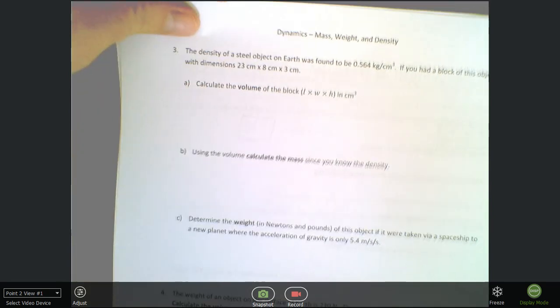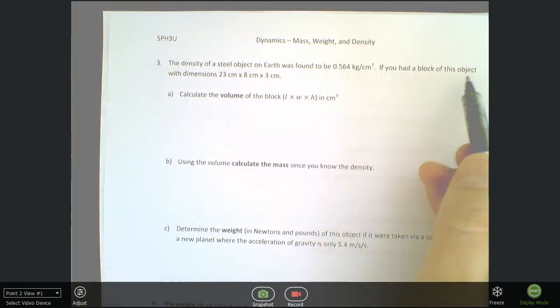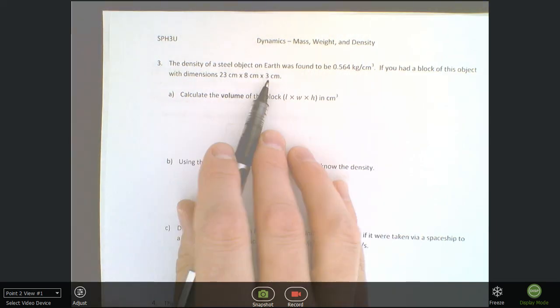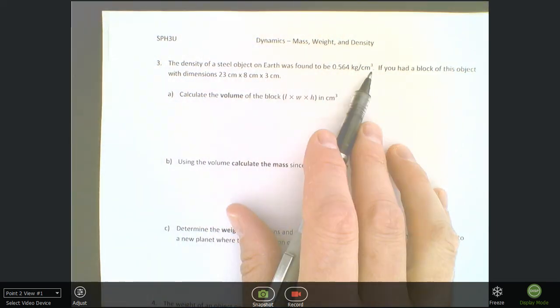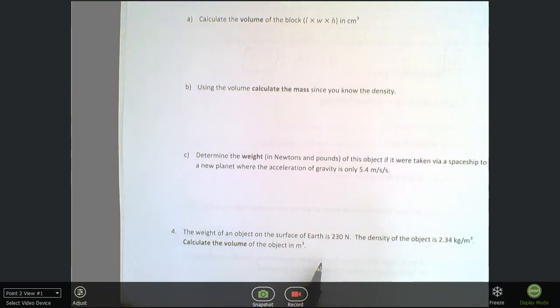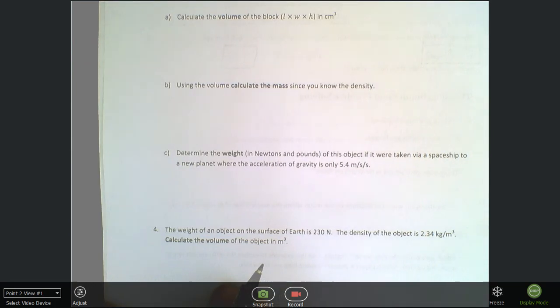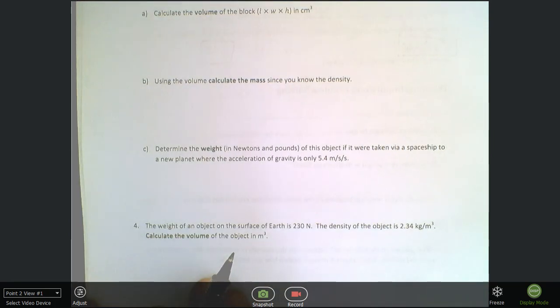On the back, you've got the density of steel on Earth was found to be this. If you had a block of the object with these dimensions, you can find the volume. You can then rearrange the formula to find the mass, and then you can calculate the weight of the object on a new planet where the acceleration is 5.4 meters per second. You're just finishing up this sheet. I will post the solutions for that so you can check your work.